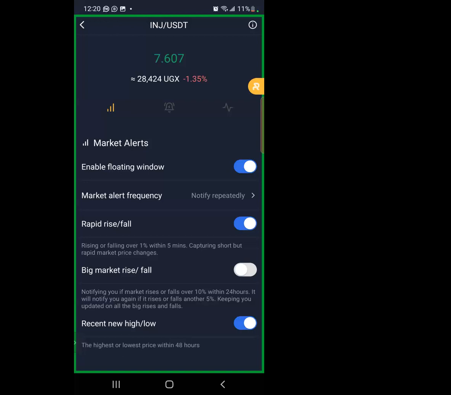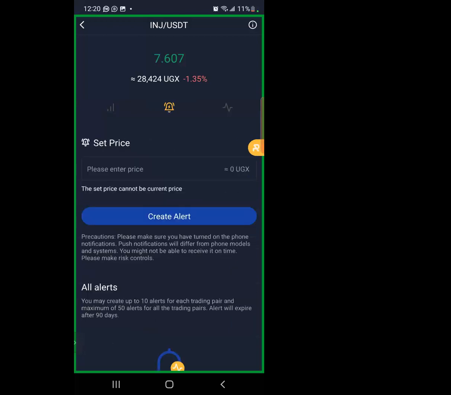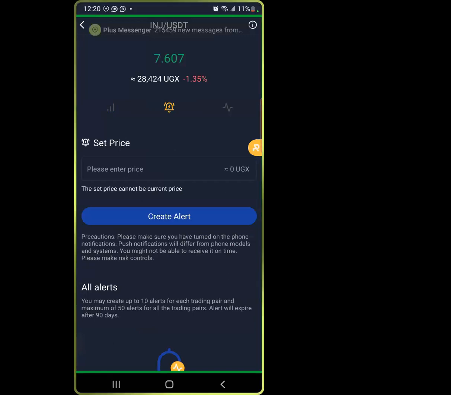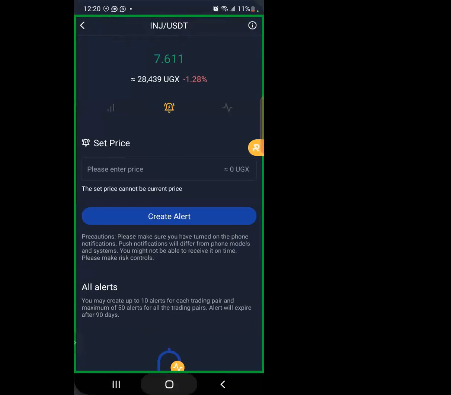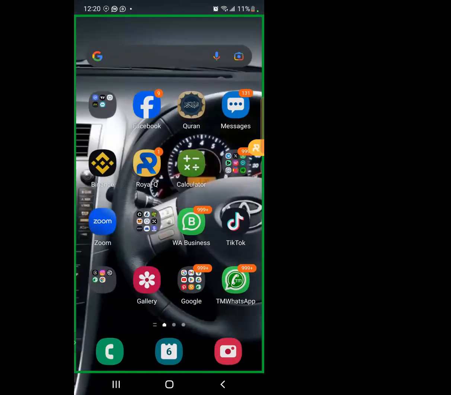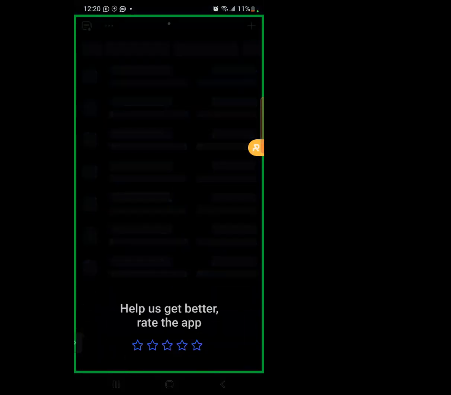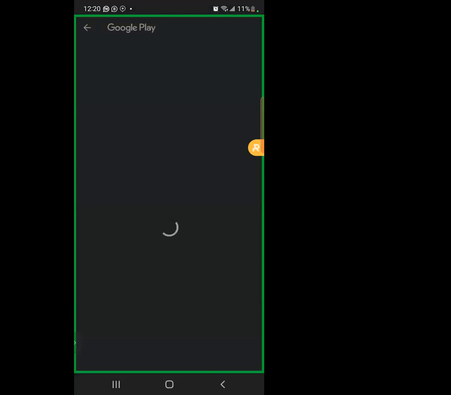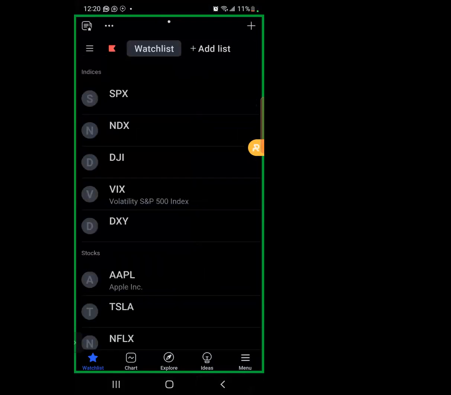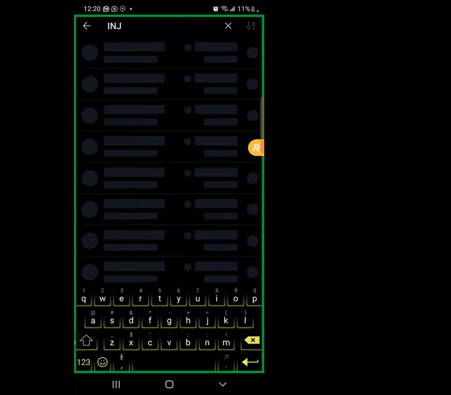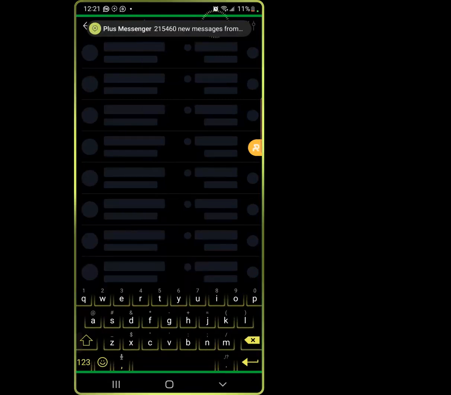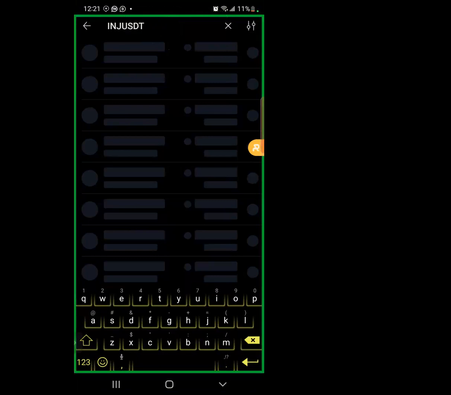Let me hope my example is clear. Then you can tap here. You can even tell the robot to notify me when this trade hits this target. Mostly I give this technique to people who are using the TradingView application. Let's check our trade, INJ USDT.